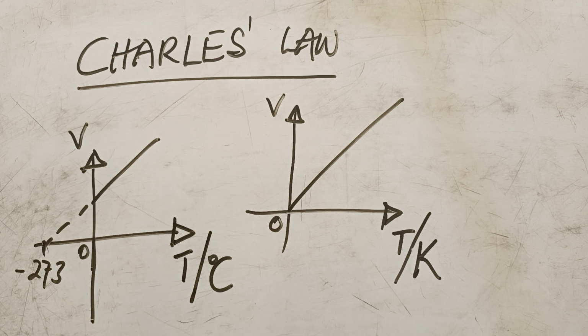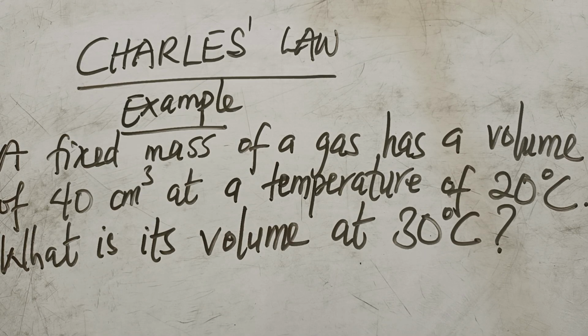Let's take an example. A fixed mass of a gas has a volume of 40 cm³ at a temperature of 20 degrees Celsius. What is its volume at 30 degrees Celsius? So this is a clear relation between volume and temperature, and this limits you to Charles's law.